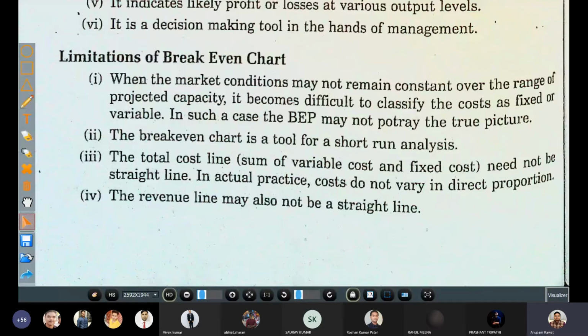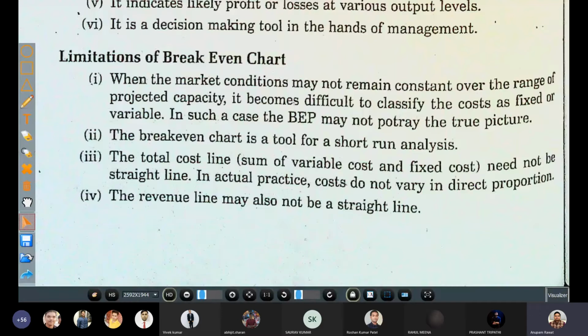The break-even chart is a tool for short-run analysis. The total cost line need not be a straight line. In actual practice, the costs do not vary in direct proportion. In actual business there is not a straight line for the total cost. It may vary from time to time because at certain times the labor is cheap, at certain times the material is cheap, at certain times the material is costly, at certain times labor is costly. So that creates the variation in the total cost.